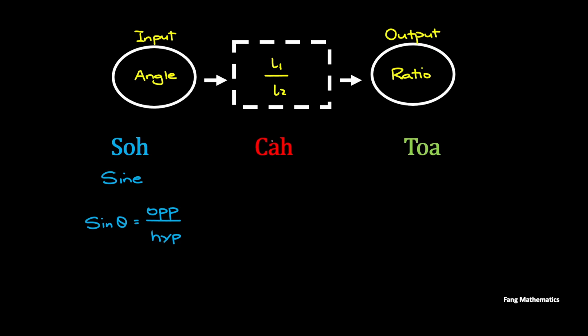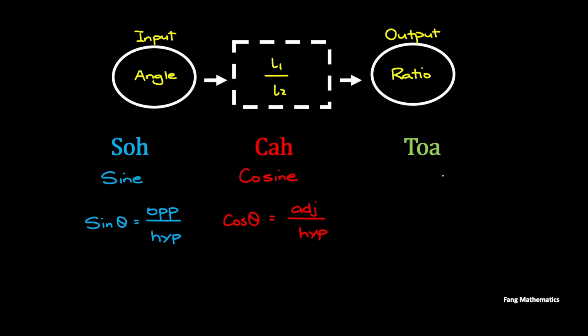And you have CAH. The first letter C tells you the name, that is cosine, or complementary sine in full. And A and H tell you that it is the adjacent side over the hypotenuse. So cos theta is equal to adjacent divided by hypotenuse.